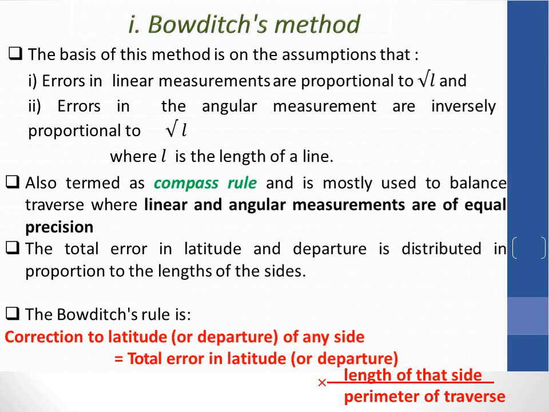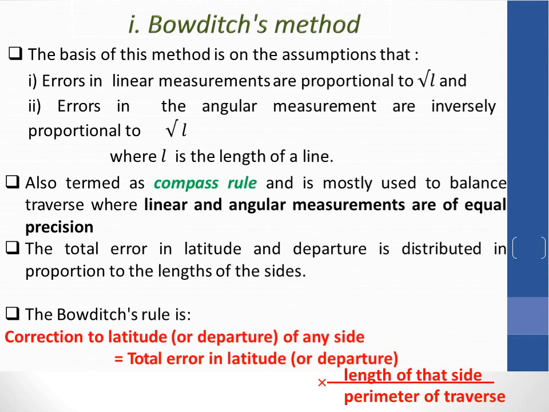So first method, that is Bowditch's method. This method has certain assumptions. Let us see what it is. The basis of this method is on the assumptions that, first one, errors in linear measurements are proportional to root L, and errors in the angular measurements are inversely proportional to root L. What is this L?